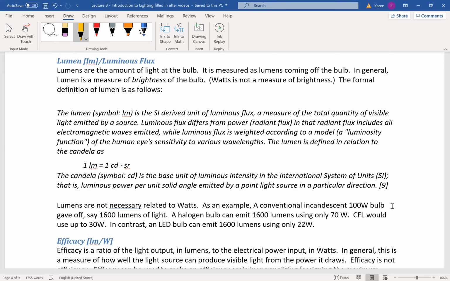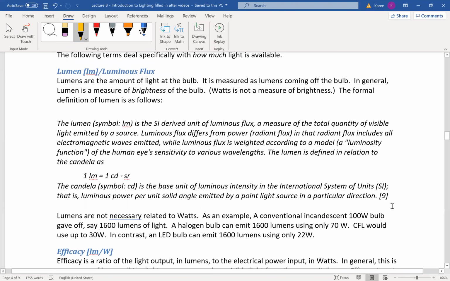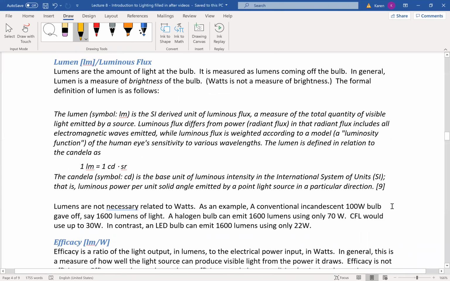A lumen has a specific definition, and it has to do with candelas. Candelas are basically the amount of a candle's light that comes through a specific little pinhole in a closed box, and that's how the SI unit, International System of Units, defines it. But what you need to know is that the symbol lumen, lm, is the SI unit for luminous flux, which is the amount of light or the brightness that comes off a light.